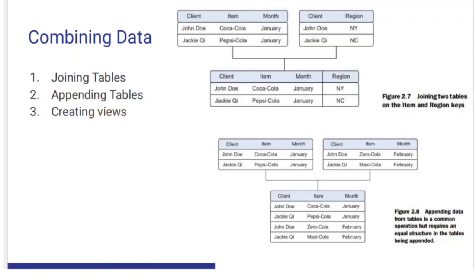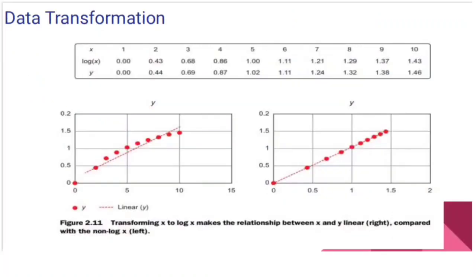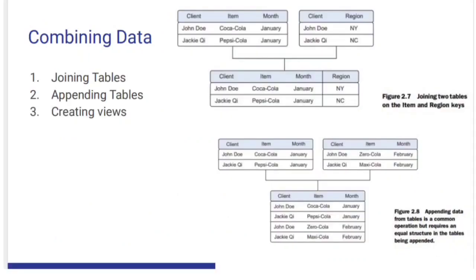So what is appending the table? So we are going to add the observations of one table to those of another table. So we are going to combine the data from the two tables so that we can get the output. So what is meant by creating a view? Creating a view is nothing but creating temporary views to process the data.